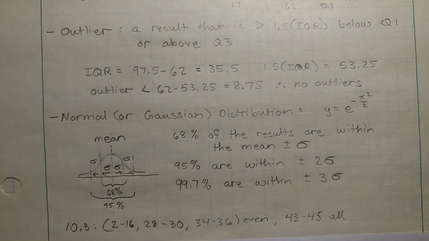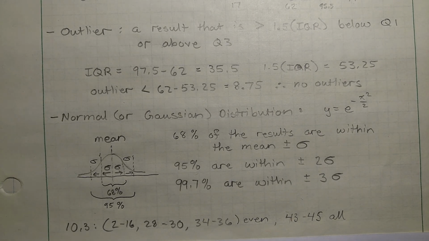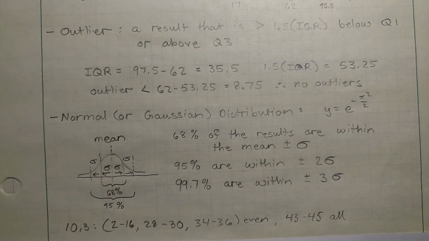Okay, with that, there's your homework assignment. It's 10.3 there, 2 through 16, 28 through 30, 34 through 36 evens, and then 43 through 45 all. And pretty much you can feel free to use your calculator on any of this. Pretty much all the statistics stuff you will be able to use your calculator on.